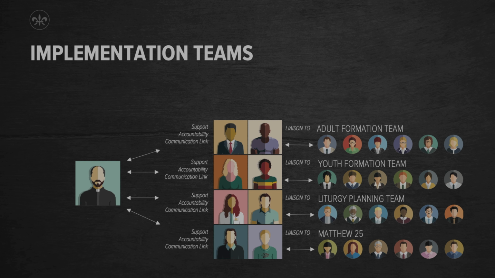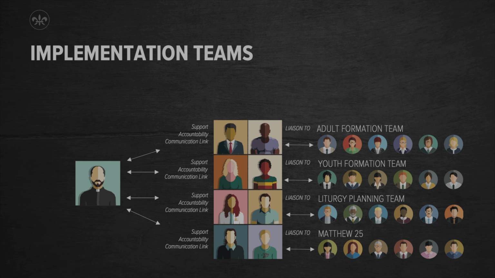So let's go back to the example, right? You're on the implementation team. Your pastor has assigned you to know what's happening with adult formation. Adam and Eve are the leaders of the adult formation team, which means you're going to be meeting with Adam and Eve once a month.